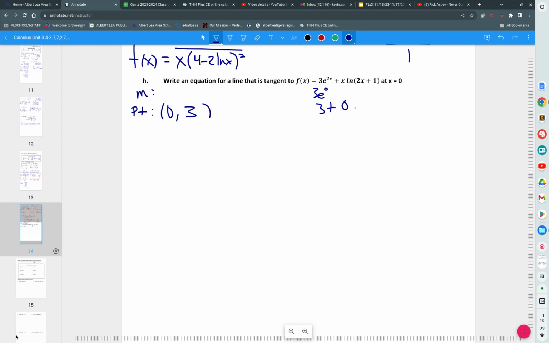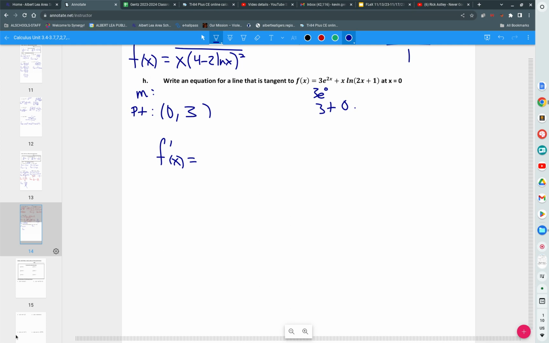So we already know the y-intercept is 3, so that's helpful for us. How do I find the slope? Take the derivative, right? When in doubt, just derive it. So we have f prime of x. This can build off of what we had yesterday. I'm going to give myself a little bit more space. I can see this is going to get a little lengthy.